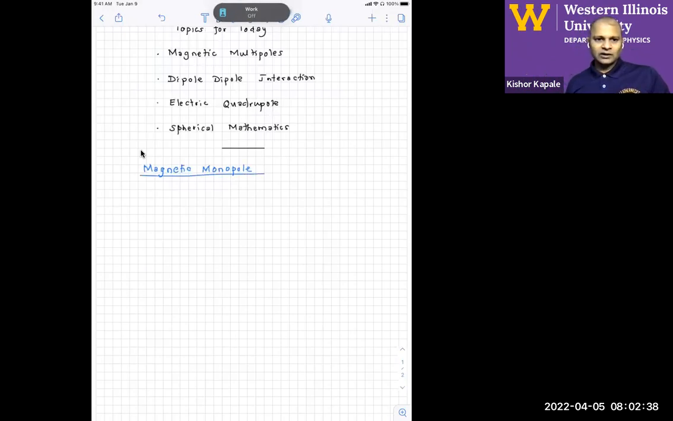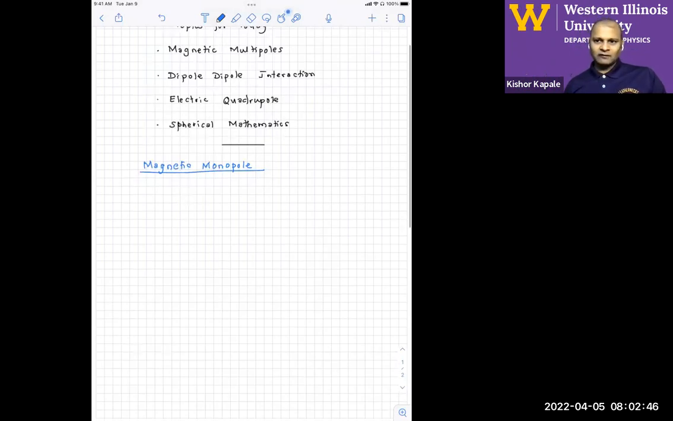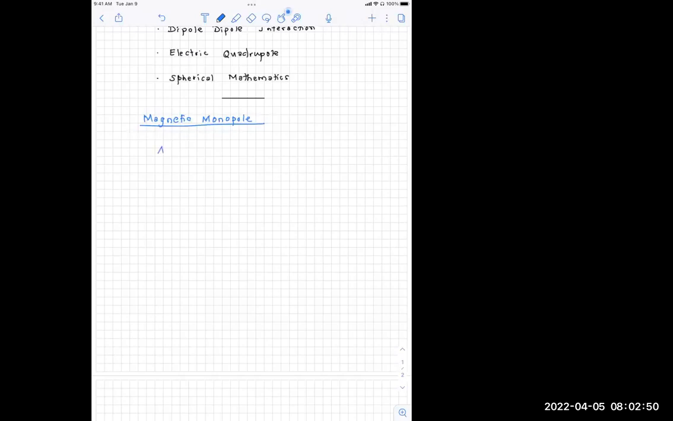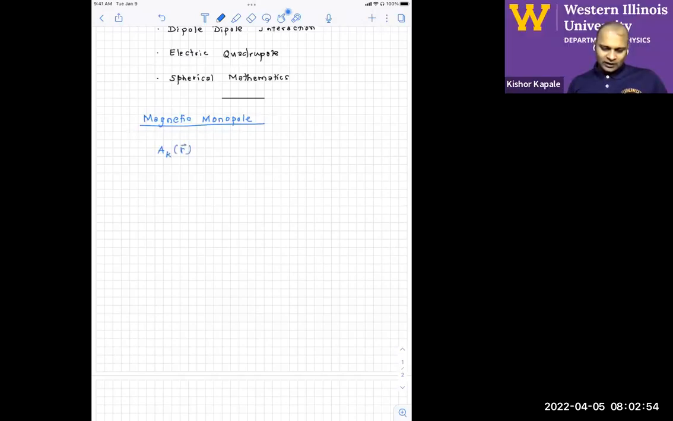Okay, so we'll take a look at magnetic monopoles, right? And so the idea is if you look at the expansion of 1 over |r minus r prime|, the Taylor expansion, then if you look at the kth component of the magnetic vector potential, then the first term, μ0 over 4π, of course, is constant in front. First term is 1 over r.